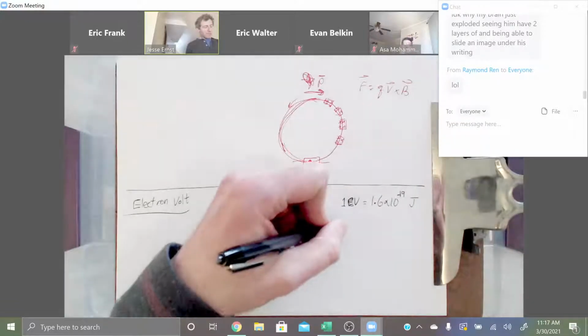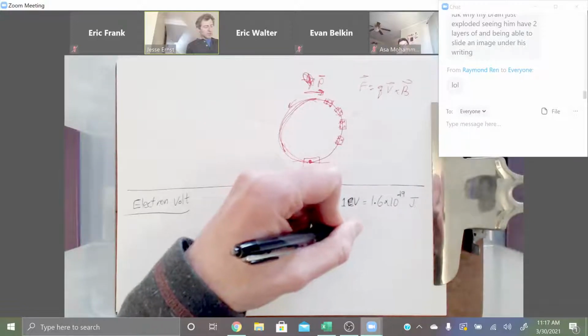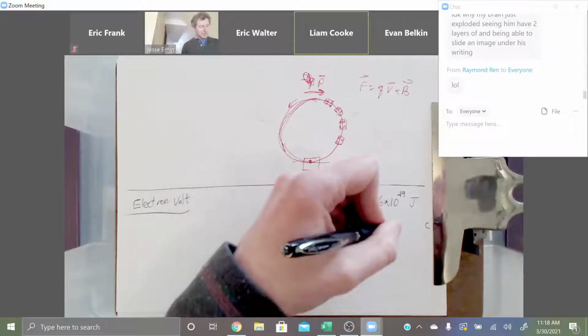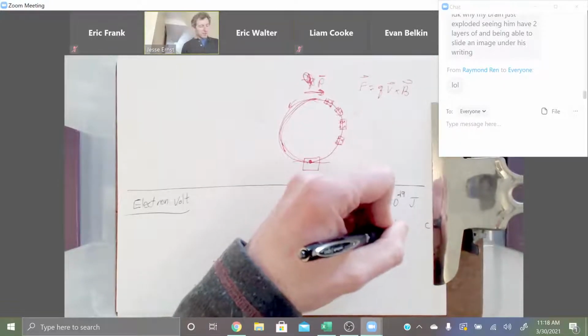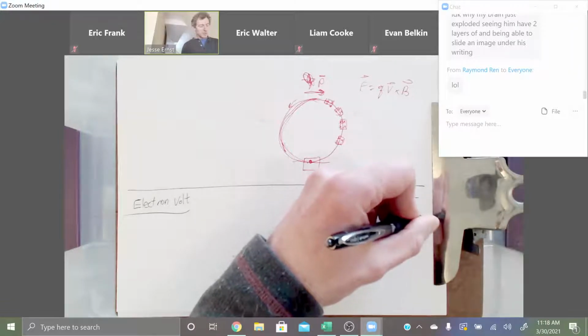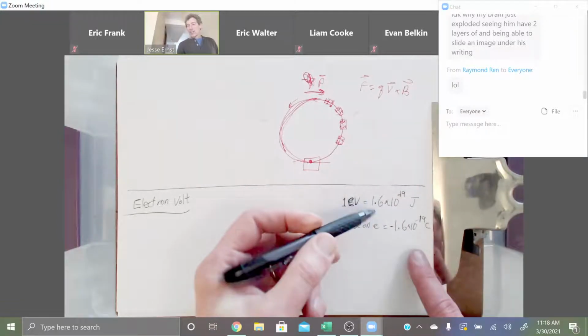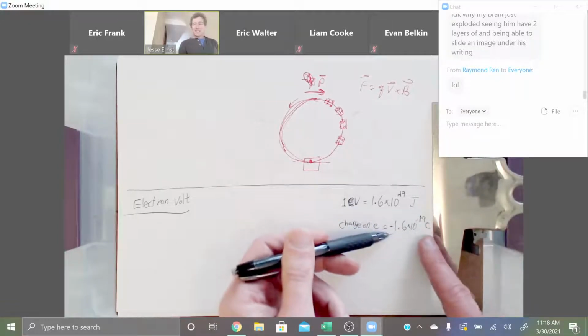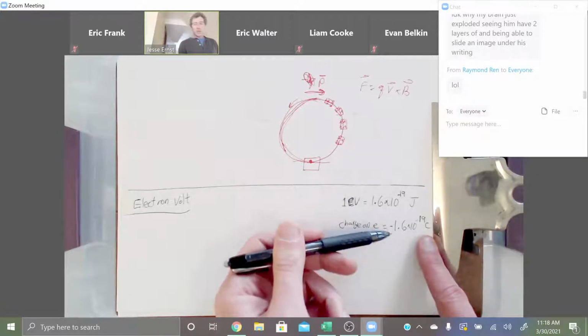Okay. What's the charge on an electron in coulombs? I don't know this one. All right, well, you're in a class of well over 100 people. Somebody needs to help you out, Eric. It's 1.6 times 10 to the negative 19 coulombs. It's a miracle, right? The conversion factor from electron volts to joules is exactly the same as the charge on the electron in coulombs.